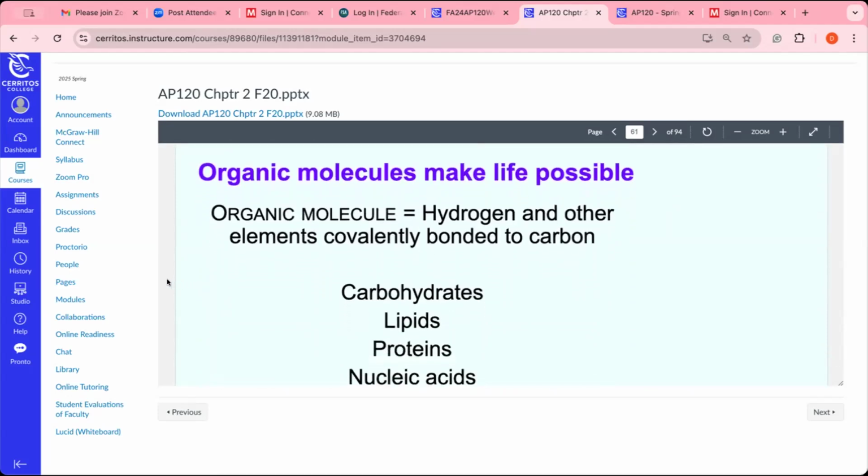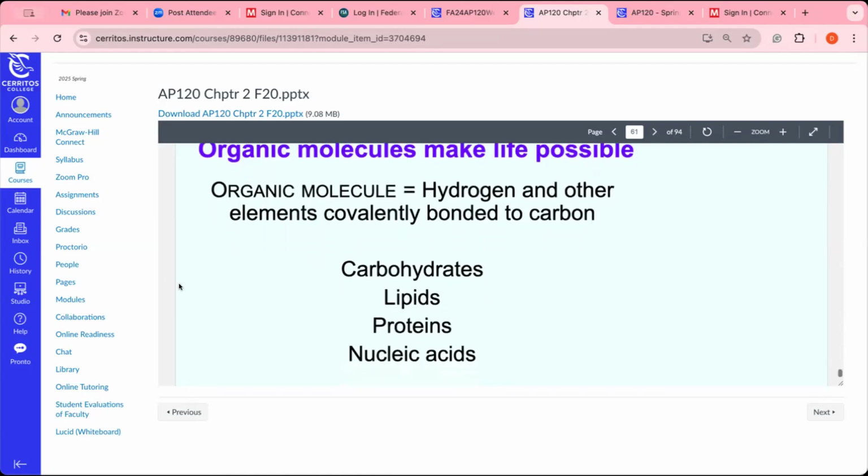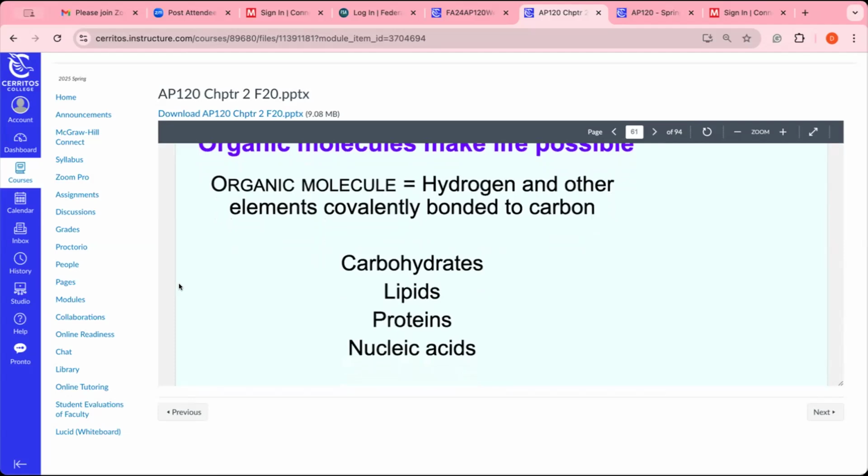Organic molecules make life possible. Organic molecules are molecules that have carbon or are derived from carbon. Hydrogen and other elements are covalently bonded to carbon. Carbohydrates, lipids, proteins, nucleic acids.